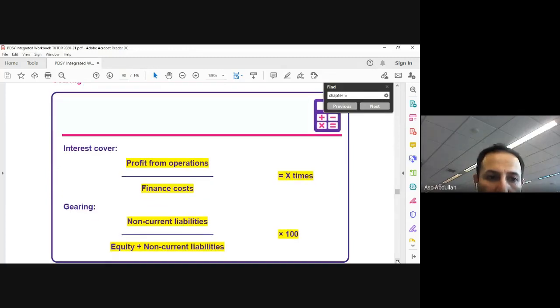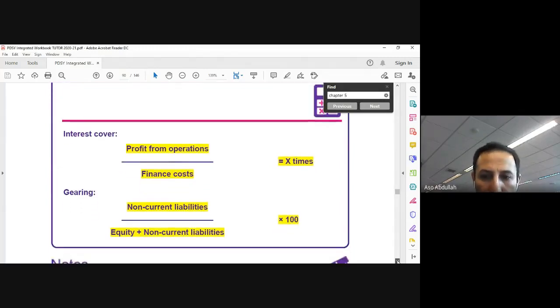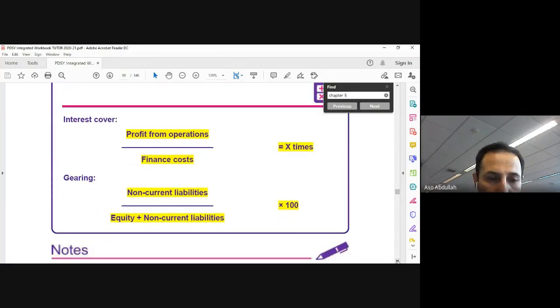Okay, we're almost there. Gearing relates to the interest, the finance cost. What is finance cost? Finance cost is related to the loan you take from the bank. When you take a loan from the bank, you have to pay interest, so we call interest a finance cost.